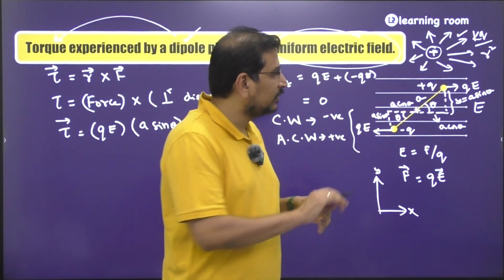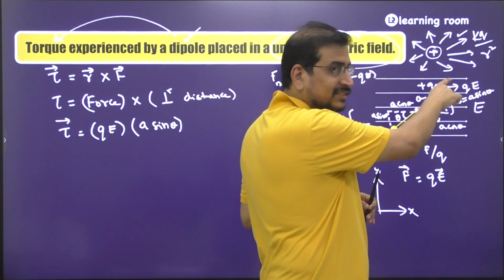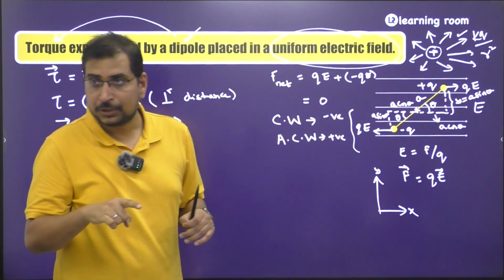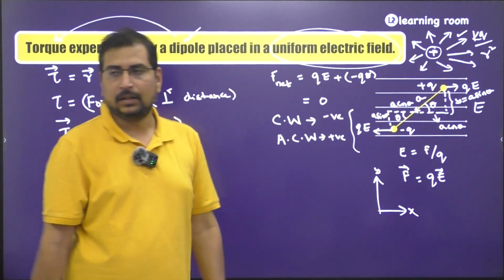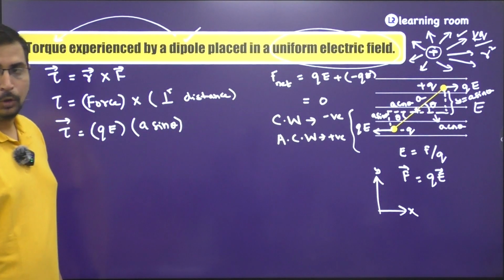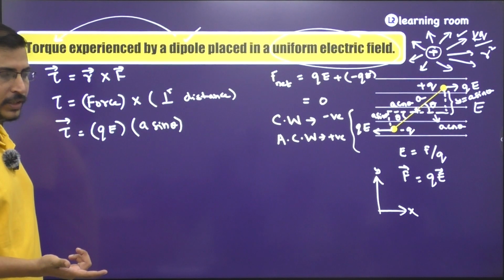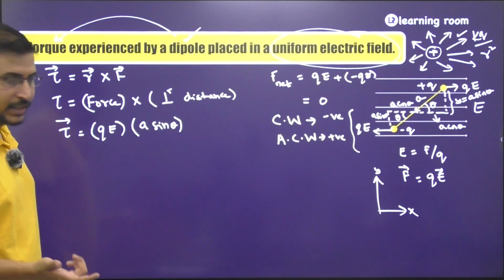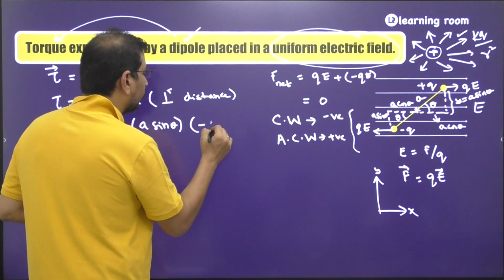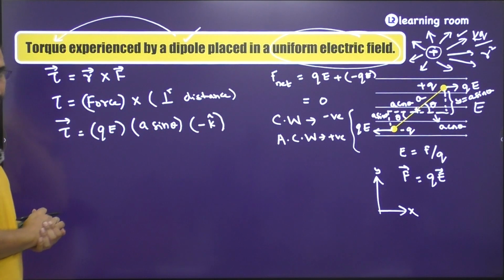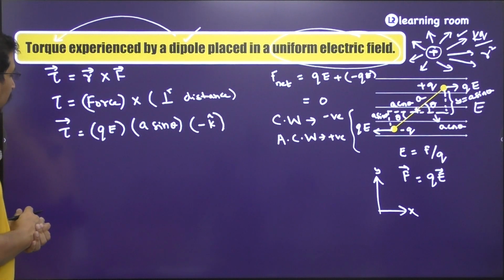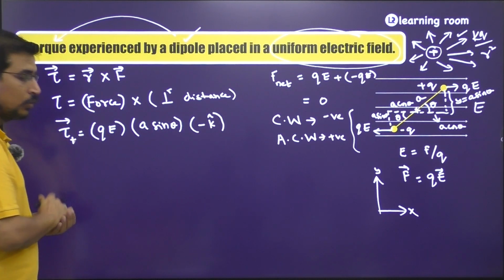So if I take that to be the scenario, in which direction is the system revolving? Clockwise. So what will be the direction of torque? Into the plane. Into the plane is considered to be negative of z-axis. So what is the unit vector used for negative of z? Minus k cap. Makes sense? Right. So this is the torque that is acting due to the positive charge.